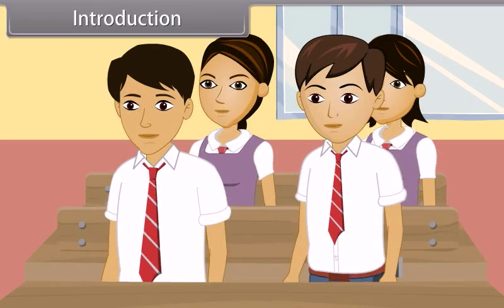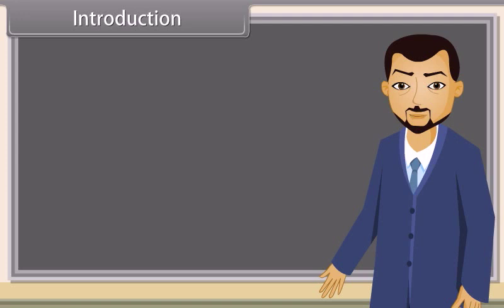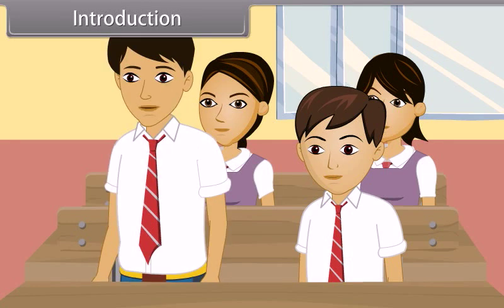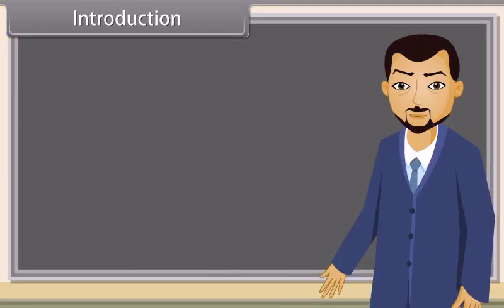Good morning, teacher. Good morning, students. Who will tell me when the function is said to be continuous? Sir, a function is said to be continuous if the right-hand limit, left-hand limit and the value of function are all equal. Very good, Ishan.